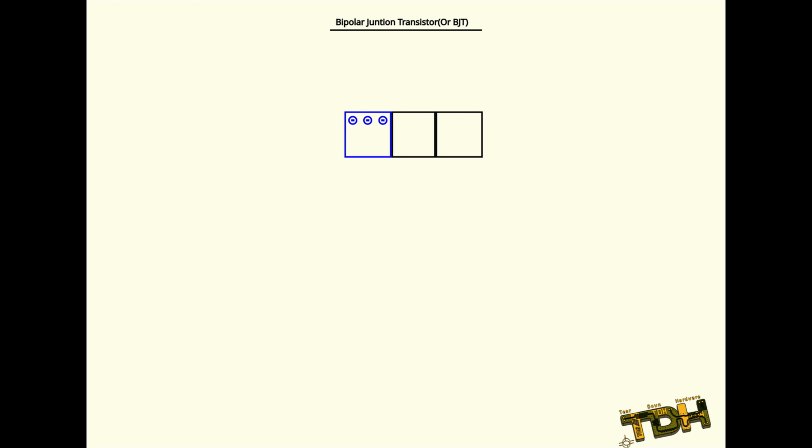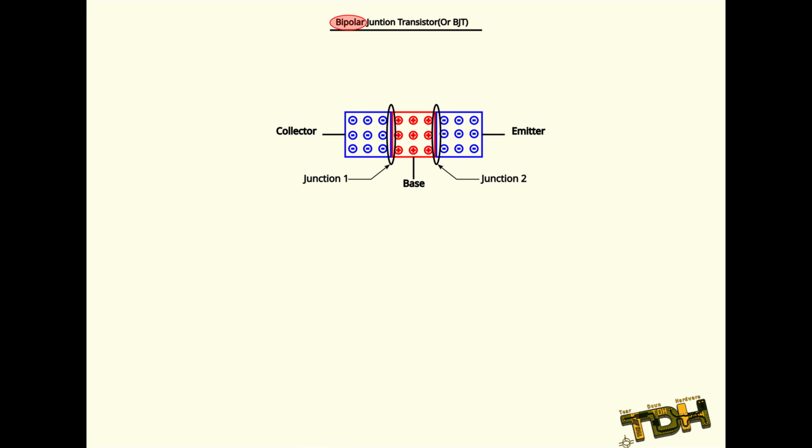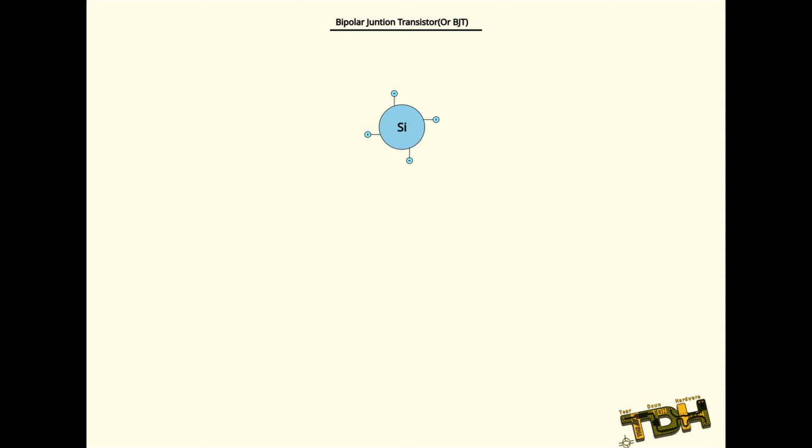NPN transistors consist of two negatively charged and one positively charged semiconductors. For each of the semiconductors, there is a pin connected to it, and these are the collector, base, and emitter. The most important part is the connection between the negatively and positively charged semiconductors, which is called a junction. All transistors consist of two junctions, and this is why they are called bipolar, which means two. It is very important to have a good understanding of how a junction works.